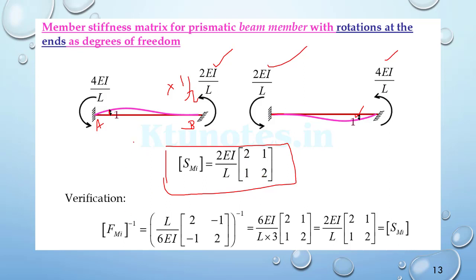And if you remember the corresponding flexibility matrix for this doubly fixed beam, it was L by 6EI into [2, -1; -1, 2]. Taking the inverse of the flexibility matrix will give you the stiffness matrix which we have obtained, which is the proof of the same.